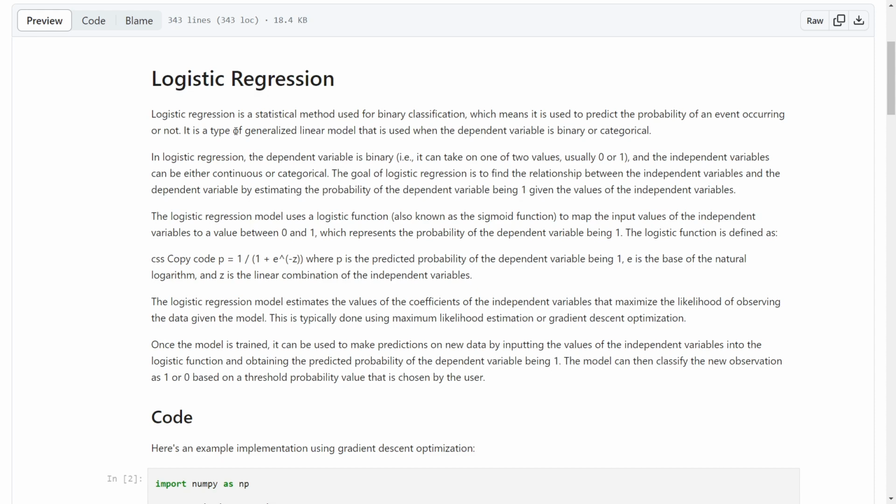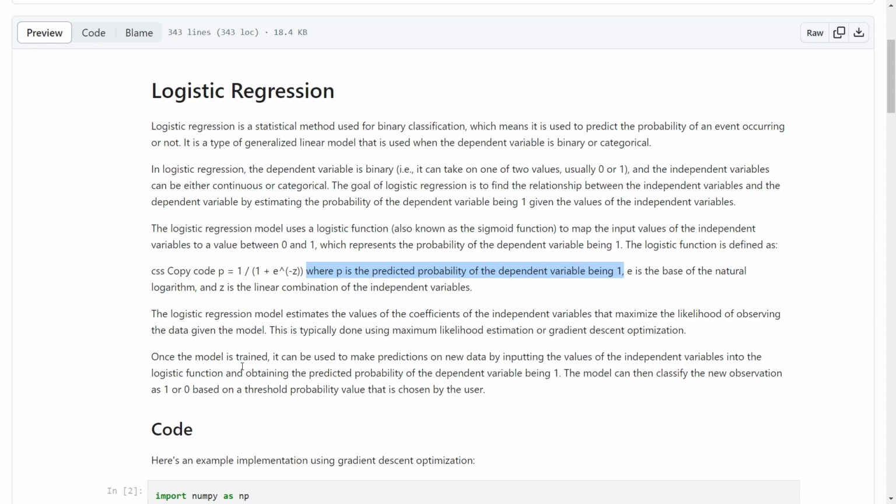Logistic regression is generally defined as p equals 1 over 1 plus e raised to the power minus z, where p is the predicted probability of the dependent variable being 1, and e is the exponential function. The logistic regression model estimates the values of the coefficients of the independent variables that maximize the likelihood of observing the data given the model. Generally, we use maximum likelihood estimation or gradient descent optimization. Once the model is trained, you can use it to make predictions.